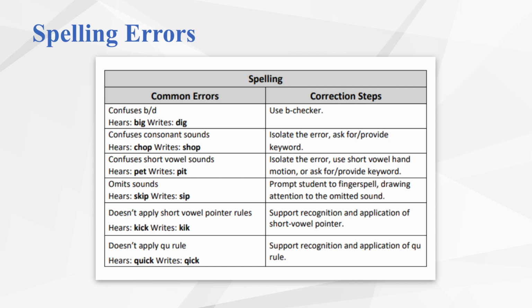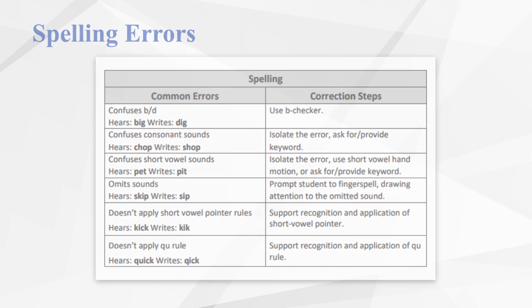Then we can provide cues to help until the student arrives at the correct response without having to just give them the answer. For example, a simple cue could be using your B checker. This is appropriate for reading and spelling. You could also provide hand motions for the short vowel errors. Now that we have discussed best practices on spelling error correction, let's complete some examples of how to support students.